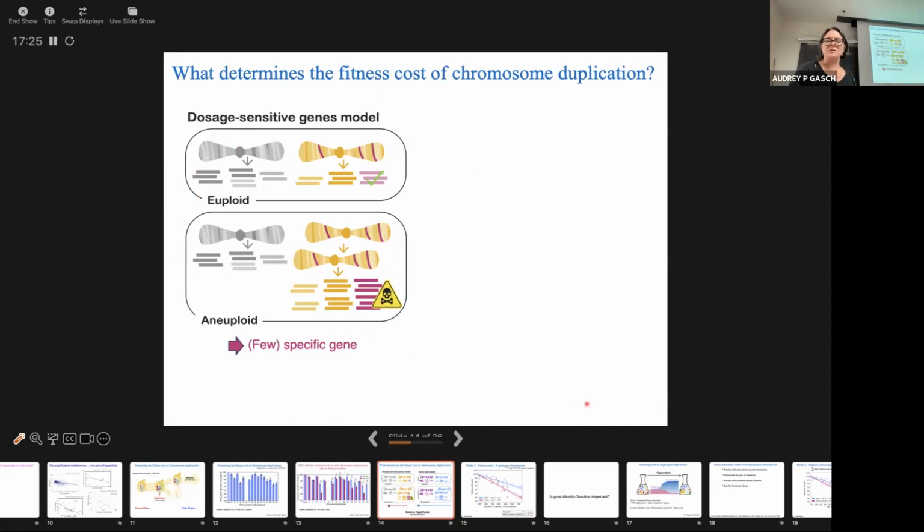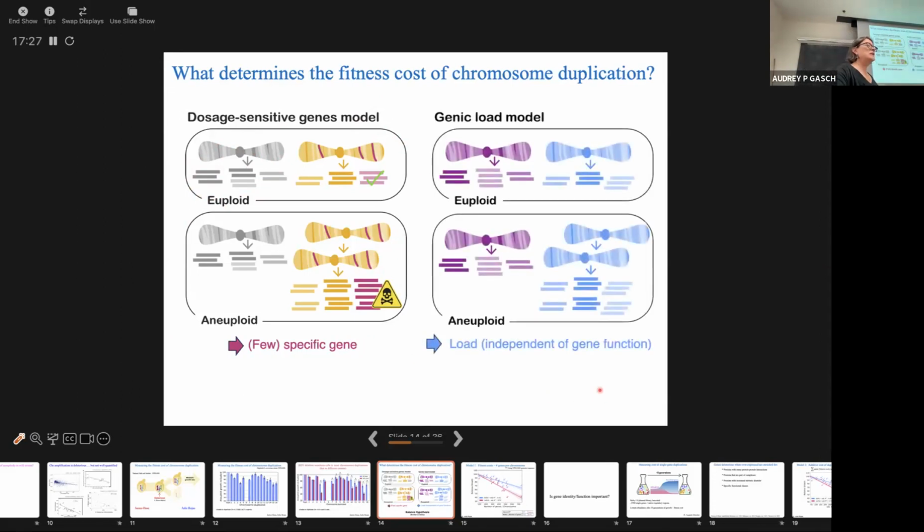The other end of the spectrum, though, is what we call the genic load model. Maybe all genes are toxic because they have some cost to their production: making them, transcribing them, translating them, etc. And the chromosomes that just have more genes have a bigger load for the cell, and they're going to be more toxic. So that's kind of the opposite end of the spectrum. It's really all the genes.